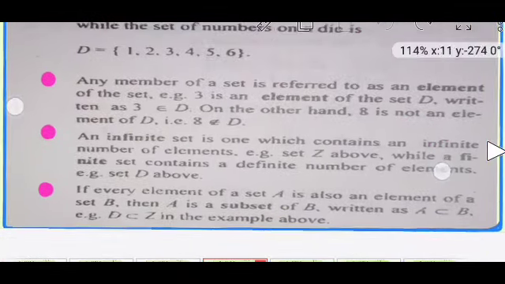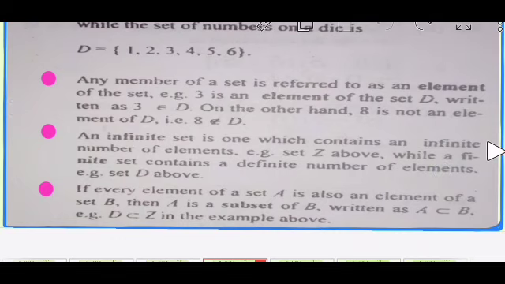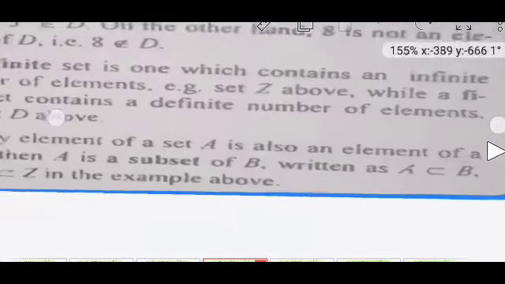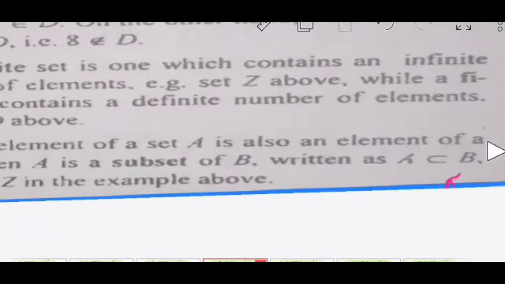The next one is: if every element of a set A is also an element of a set B, then A is a subset of B. Now see what I said before. This is the sign that I spoke of. Let me adjust that a bit. This is the sign. As I had said before, that is the sign I spoke of, and that is the sign of subset.